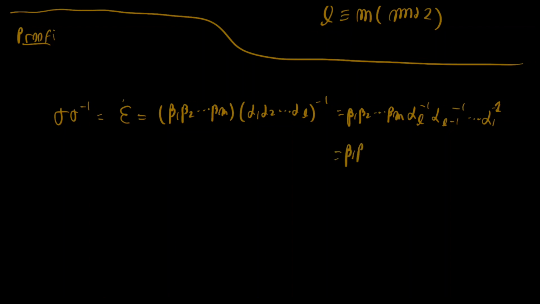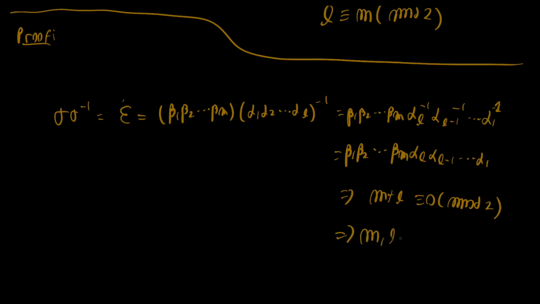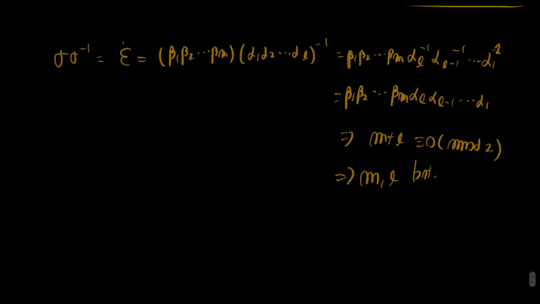And so we can write all of this as beta 1, beta 2, up to beta m, then alpha L, up to alpha 1. But this, by the lemma that we proved above, implies that m plus L is even, so it is congruent to 0 mod 2. That implies that m and L are either both even or both odd. And that completes the proof of this fact.